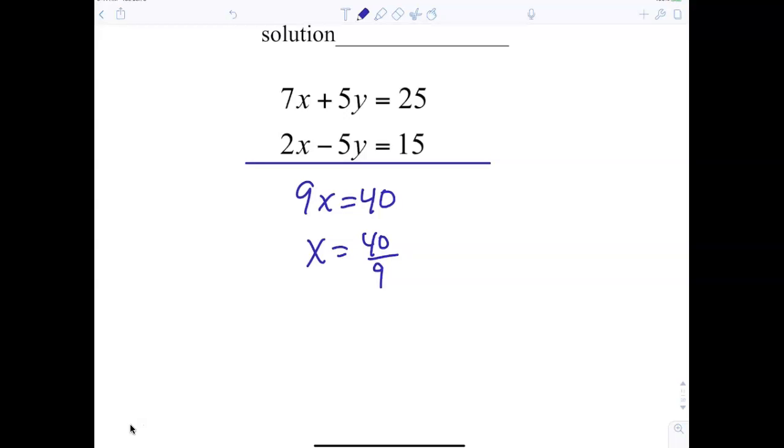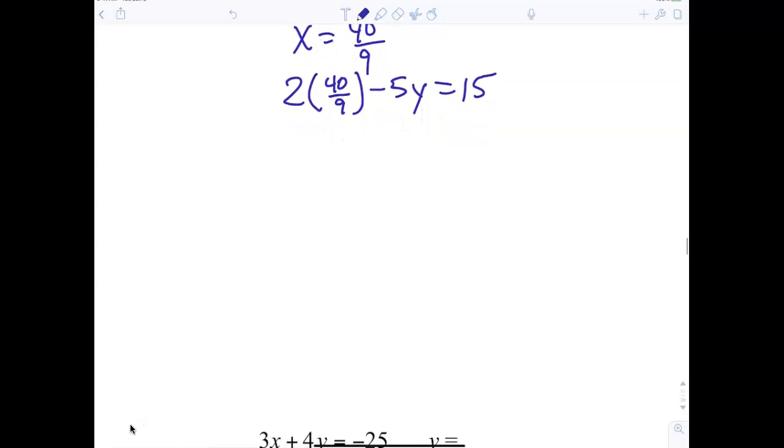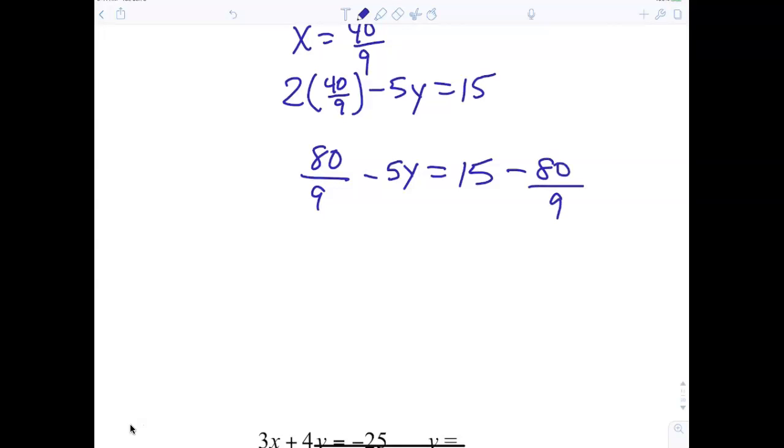Now, I'm probably going to put it into the bottom one, right? Because I don't feel like multiplying 7 times 40, right? So, 2 times 40 over 9 minus 5y equals 15. Please pay attention now. Without a calculator. 80 over 9 minus 5y equals 15. Is everybody good with that? So now I have to do 15 minus 80 over 9.